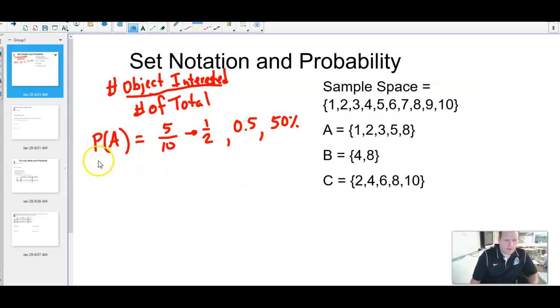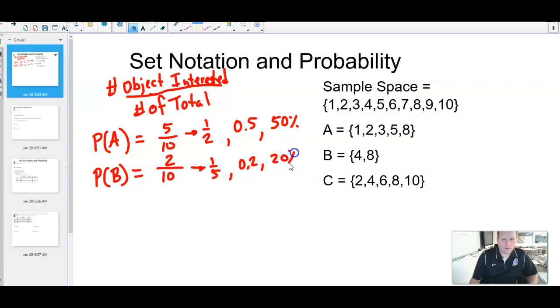Okay, so if I look at this next one, let's say I was looking for the probability of getting an item from set B. That would be this notation. I'd look at the items that I'm interested in. That would be from set B. So there's 2 of them, and there's 10 total again. Again, you could represent this as 1/5, or you could represent it as 0.2 or 20%. Just pick one of the 3.